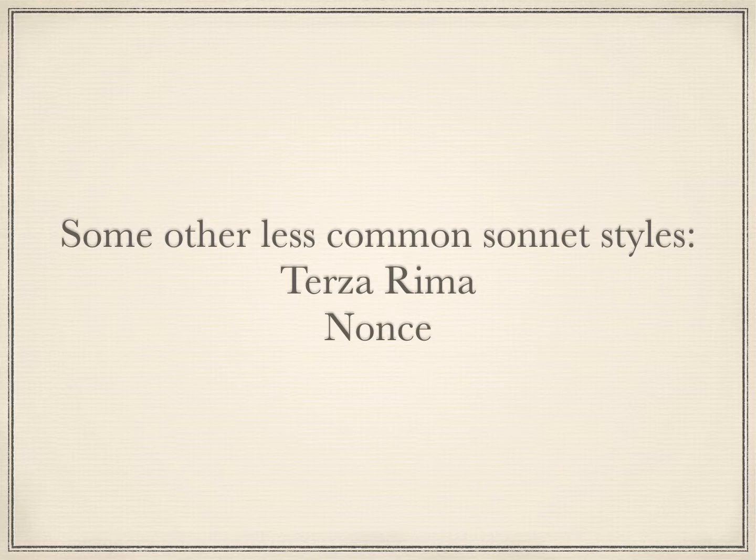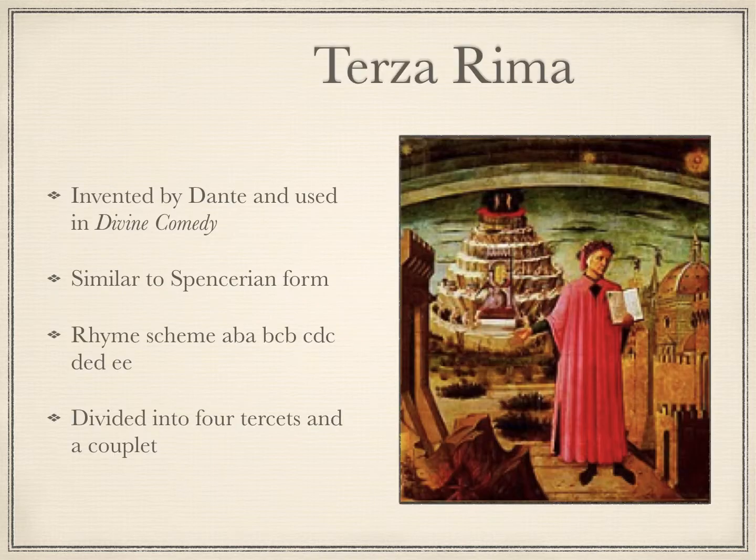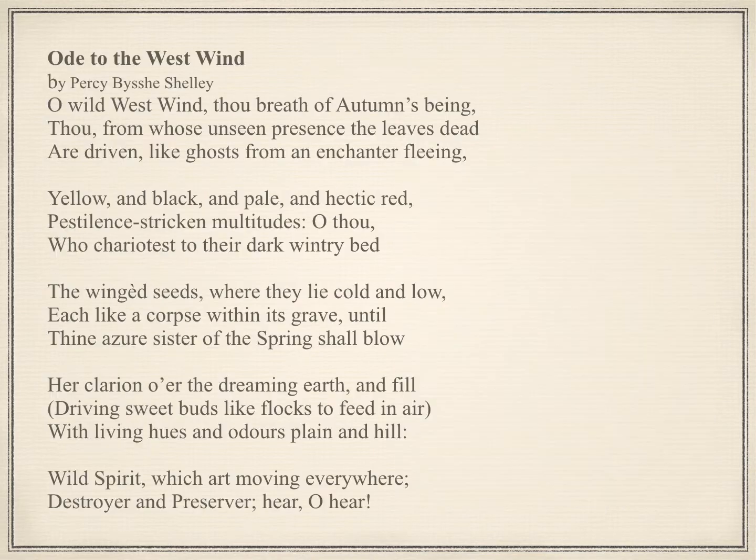Some other less common sonnet styles are terza rima and nonce. Terza rima was invented by Dante and used in the Divine Comedy. It is similar to the Spenserian form, and its rhyme scheme is ABA, BCB, CDC, DED, EE, and is divided into 4 tercets and a couplet.